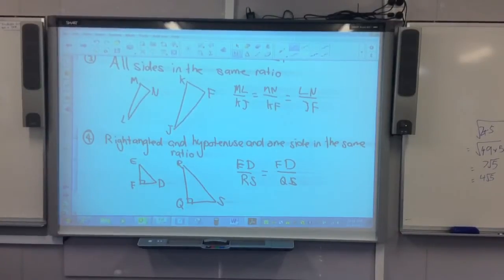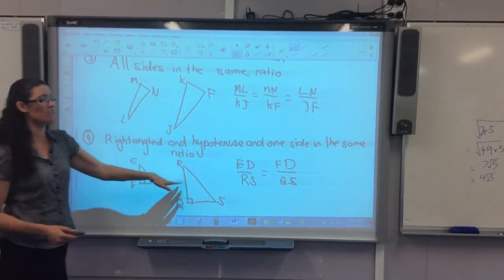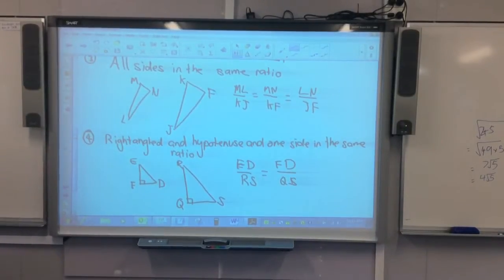Yes? How do you find out that they're the same ratio? You'd actually have to be given their numbers. So I might tell you this is 2 centimetres, this is 5 centimetres, this is 4 centimetres, this is 10. And you actually work out the fractions. If the fractions are all the same, then you know they're in the same ratio. So you actually have to give you numbers to work with, because at the moment that doesn't tell you anything about the shape.